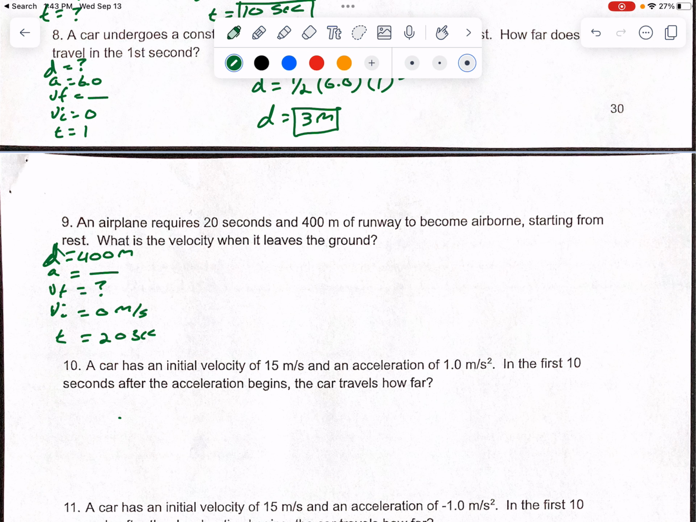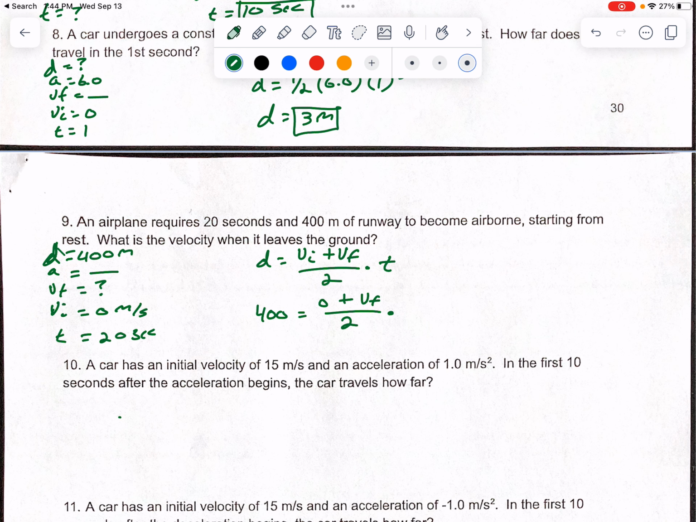So we're going to use equation number 2. So D equals VI plus VF all over 2 times T. So I'm going to start plugging in. So 400 equals VI, so 0 plus VF, which we don't know, over 2 times 20.